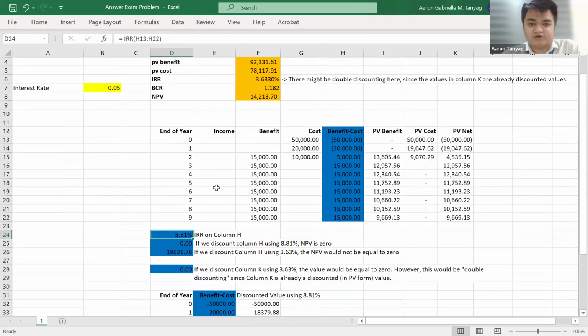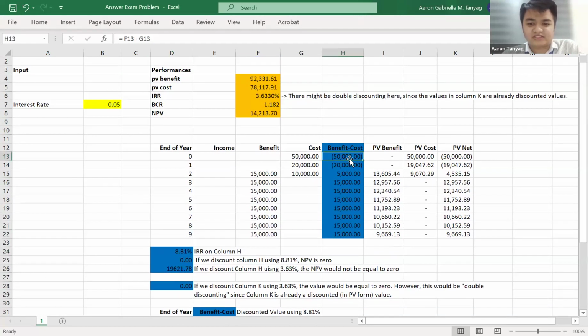the project feasible. So again, these numbers, the benefit minus cost, are basically the benefit for that year minus costs, and it's not in a present value form. Then you calculate the IRR based on this benefit minus cost. So yeah, sir, I think that's it.